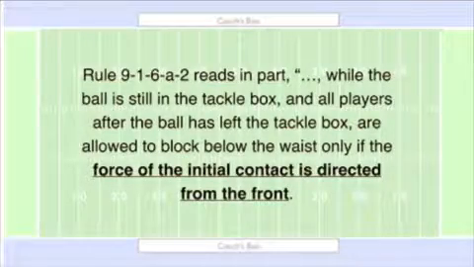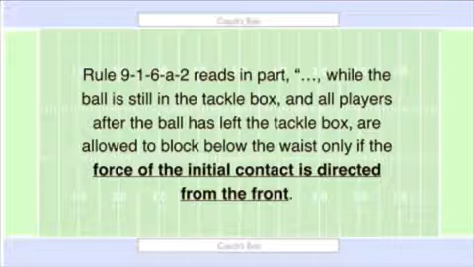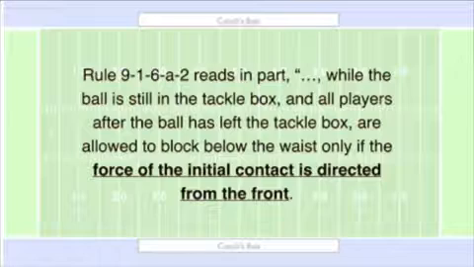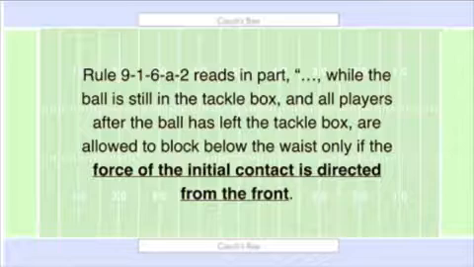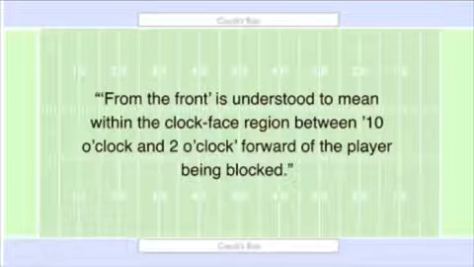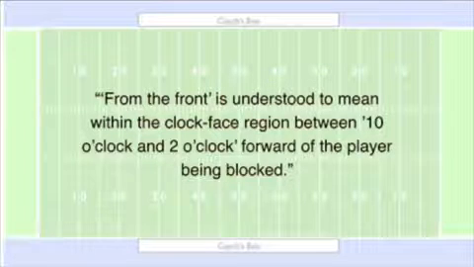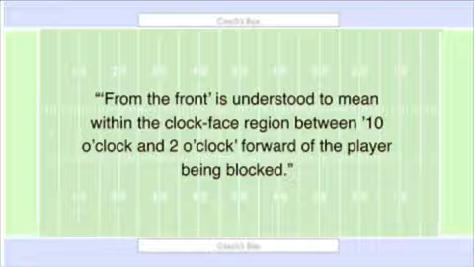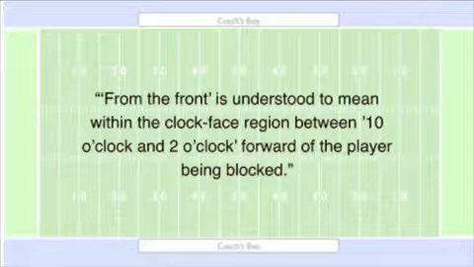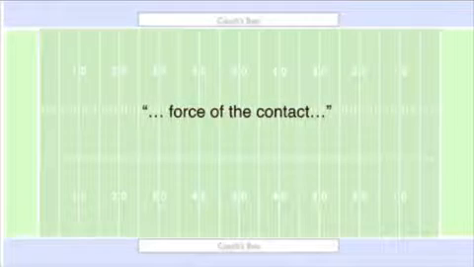9-1-6-A-2 reads in part, players not covered in paragraph 1 while the ball is still in the tackle box, and all players after the ball has left the tackle box, are allowed to block below the waist only if the force of the initial contact is directed from the front. From the front is understood to mean within the clock face region between 10 o'clock and 2 o'clock forward of the player being blocked. Let's break down two key elements: force of the initial contact and directed.